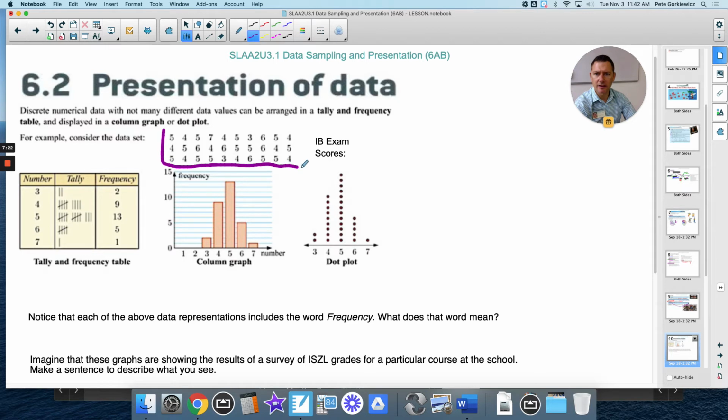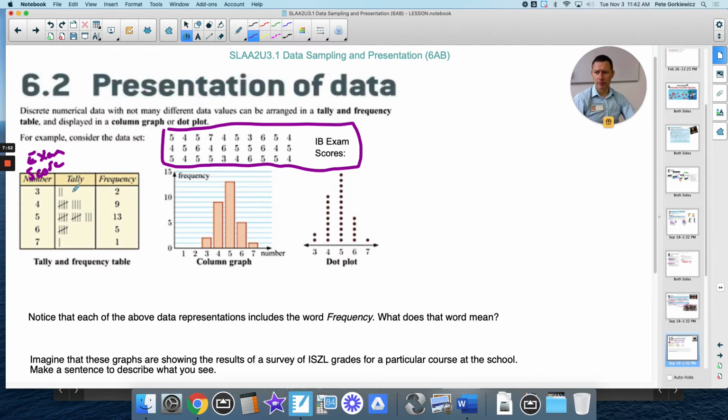This is the data set. Maybe this is your IB exam scores, making stuff up, right? 5s, 4s, 7s, a couple of 3s. What you could do is take raw data by tallying. This is the score on the exam. So there's 3s and 4s and 5s and 6s and 7s. Those are all the things that we could get. And I'm just tallying them as they come through. So every time I see a 3, I make a mark. Every time I see a 5, I make a mark. And this is the tally.